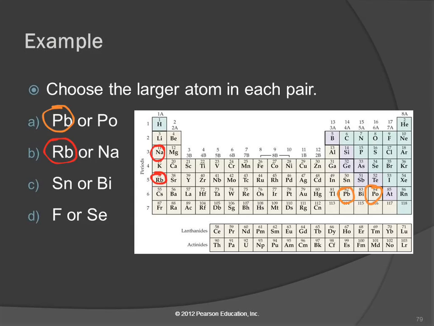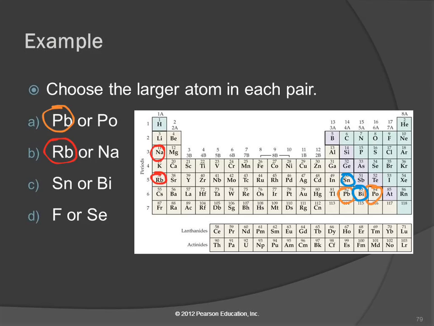Tin or bismuth? Tin and bismuth. Well, we learned going across and going down. Going across, bismuth is to the right, which would tell us that the bismuth is smaller, but going down tells us it's bigger. So that's not a nice question, is it? It's not a nice question. So we're going to say we don't have enough information to do that one.